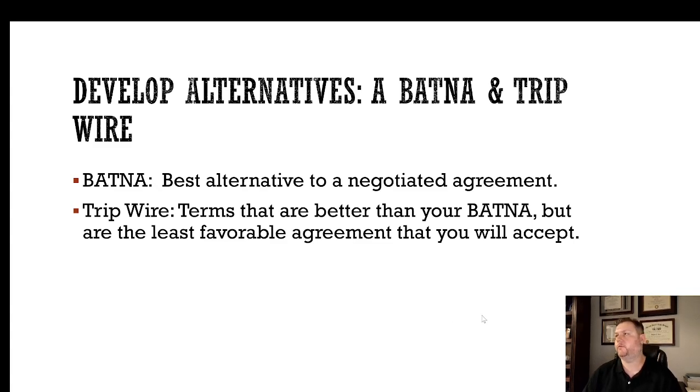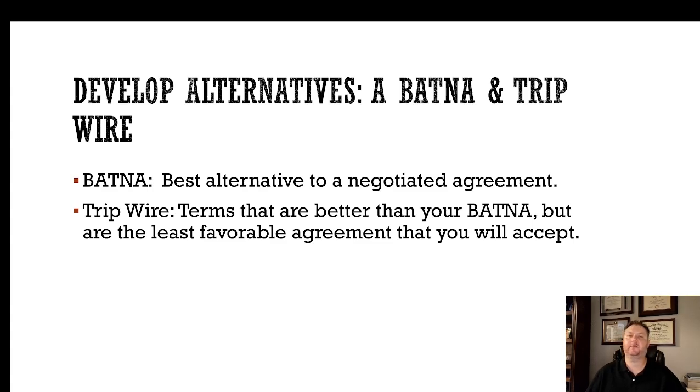Develop alternatives. So this is sometimes referred to as a BATNA if you've ever taken stuff in negotiation or conflict resolution, or a tripwire. This is actually really important, and this is the one where I was going to give you a personal example you could just apply to your life. So a BATNA is just a fancy way of saying a best alternative to a negotiated agreement. So this is, if you walk away, what else are you getting? What else could you get? Right? A tripwire. These are terms better than the BATNA, but are the least favorable agreement you will accept. So in other words, this is the minimum deal.